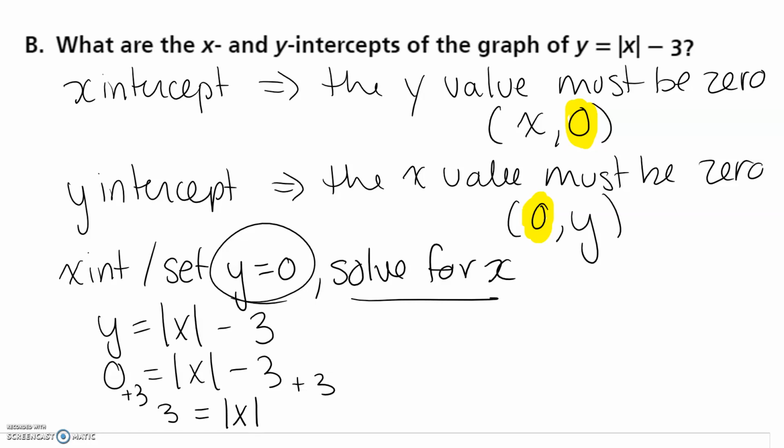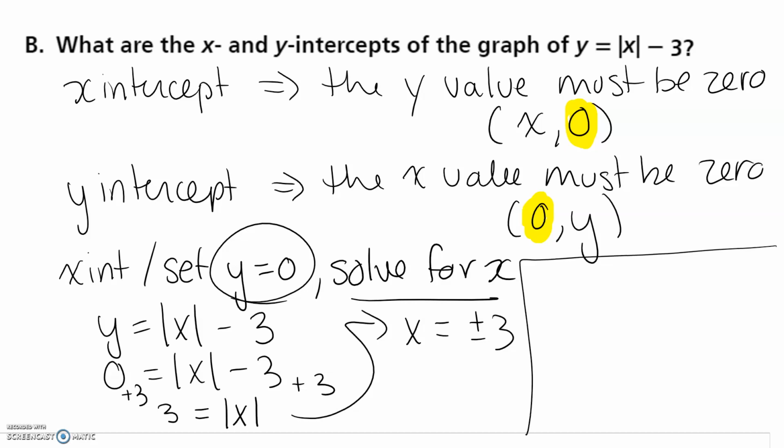So I end up getting the absolute value of x is equal to 3. You may recall that the absolute value means that x can be positive or negative, because after we take the absolute value of it, it will remain positive 3. So we actually have 2 different x-intercepts. Then we want to solve for the y-intercept. So the rule is, when we want to solve for the y-intercept, we're going to set x equal to 0 and solve for y.